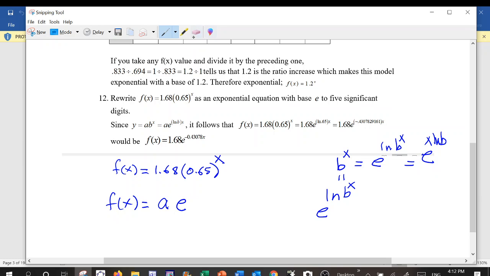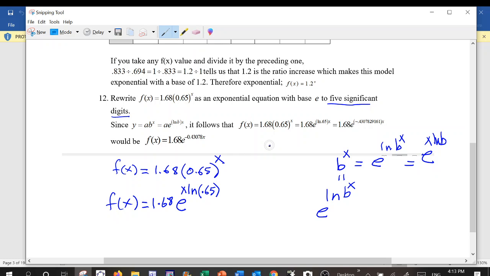So I'm just going to write this as, I'm going to keep that number 1.68, and this number has to be what? x ln. Now this is ln of the original base, right? So what was the original base? The original base is 0.65, right? And now it says write it to 5 significant digits.